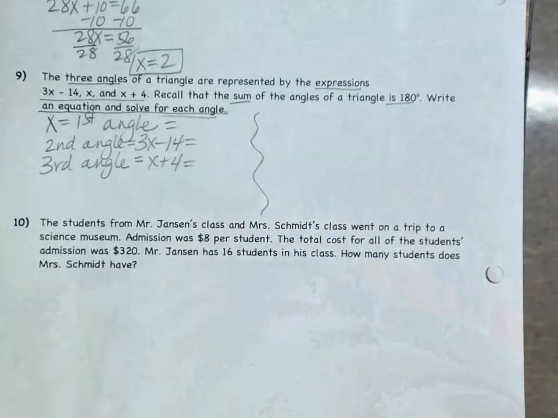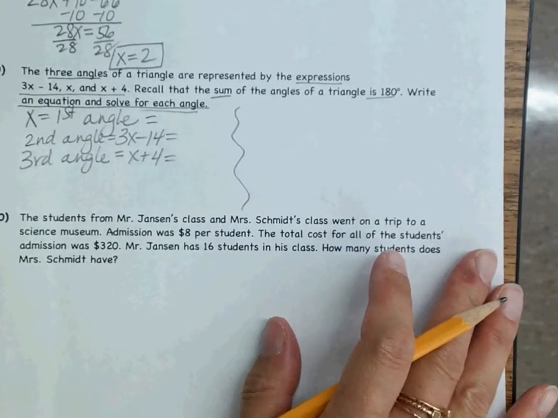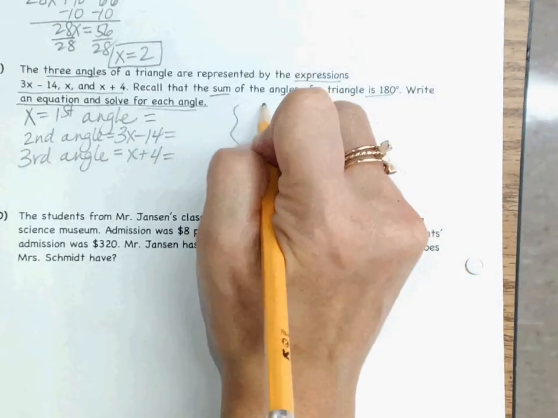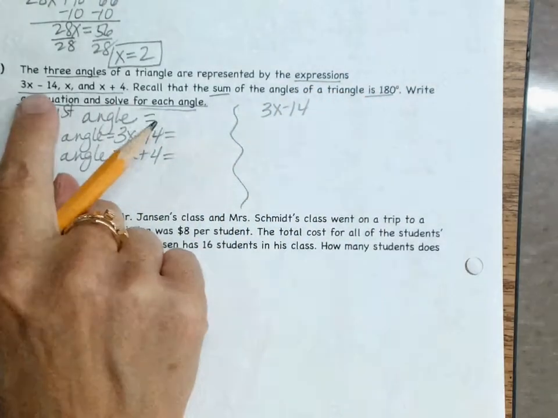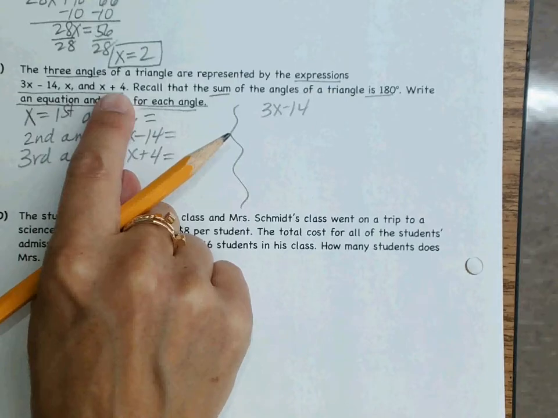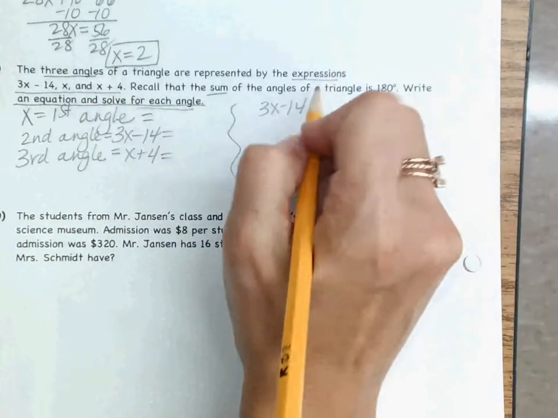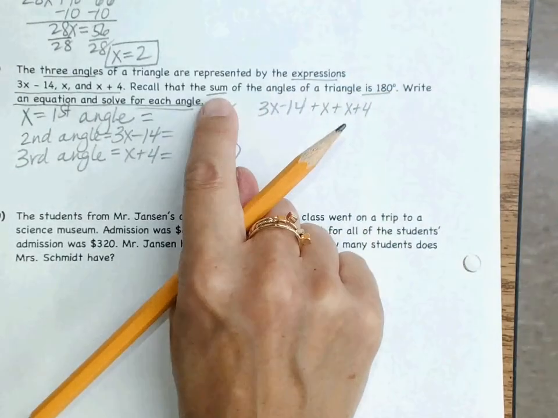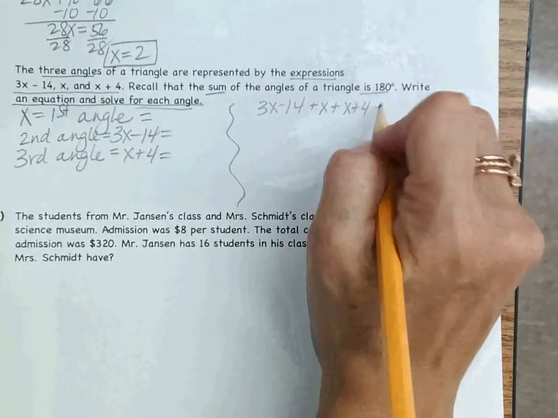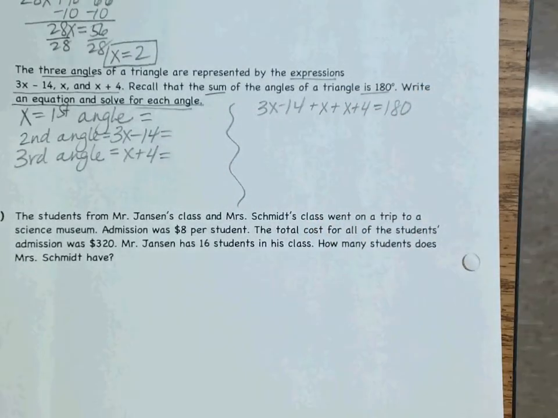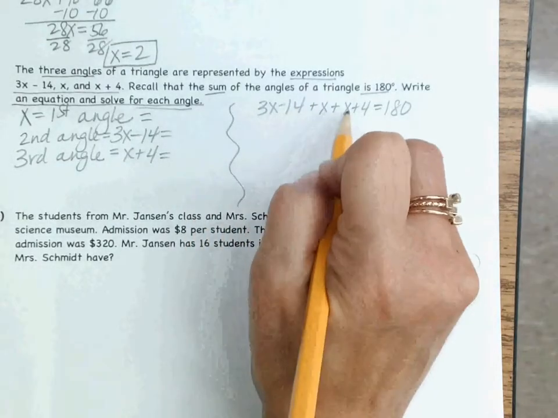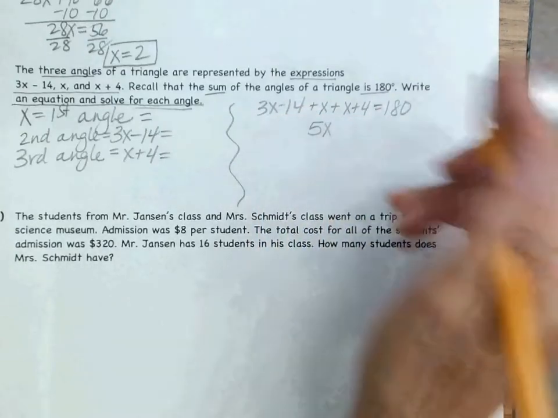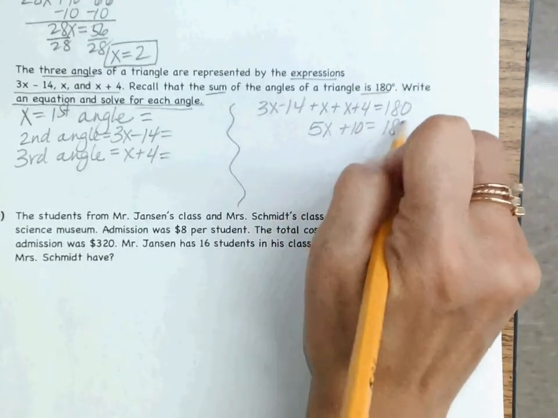All right, now on the other side, let's create our equation and solve. So when I do that, I have 3x minus 14. Okay, and I'm just taking these expressions and adding them together since we're trying to find the sum. So 3x minus 14 plus x plus 4, it's telling me that this is a sum. We add them together, and it equals 180 degrees. When I add this up, 3x plus x, we get a total of 5x. Negative 14 plus 4 is negative 10, equal to 180.